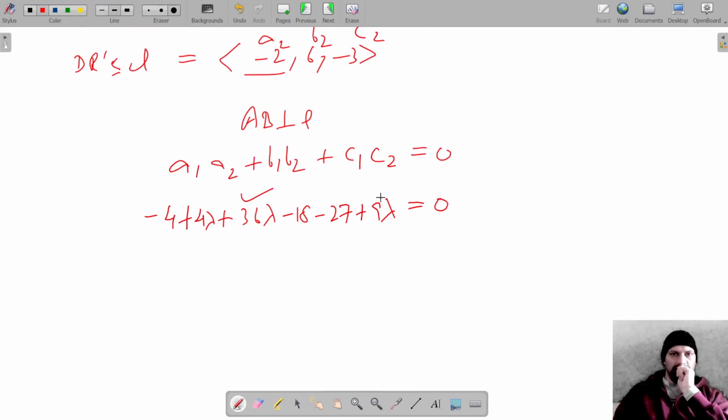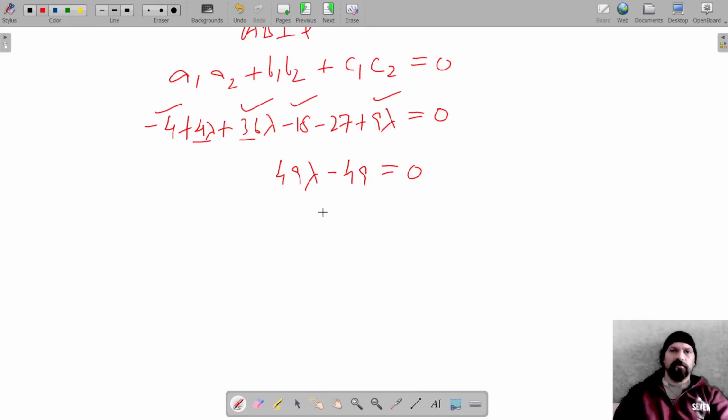Okay, so 36 lambda plus 9 lambda is 49 lambda, and negative 4, negative 18 is negative 22, and negative 27 is negative 49, which is equal to 0. So that gives me 49 lambda is equal to 49, and lambda is equal to 1.